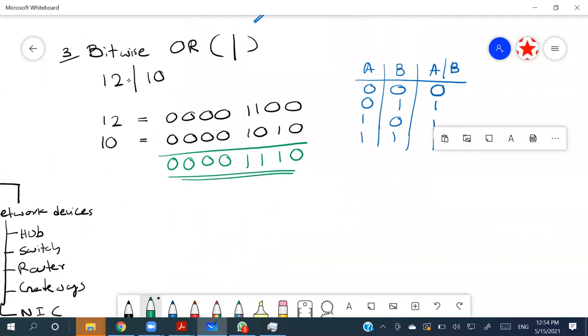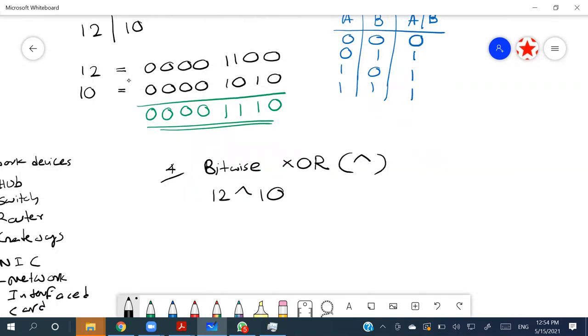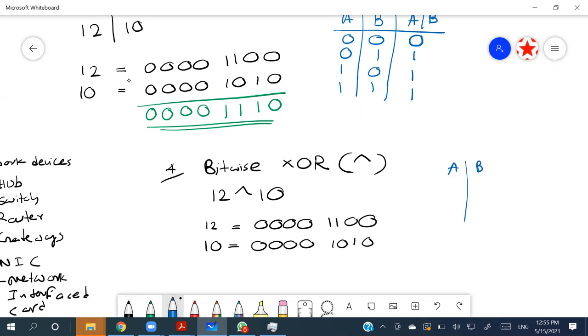And bitwise XOR. Now XOR means exclusive OR, and it is different from the normal OR, right? So bitwise XOR, and the symbol is this. So if it says 12 XOR 10, it goes in the same way regarding the representation, and the XOR happens between two operands.